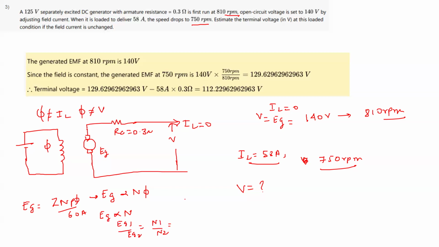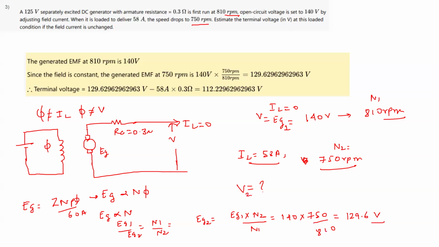So EG1 was 140 volt, and this is N1 and this is N2. So EG2 will come out to be EG1 into N2 by N1. EG1 is 140 volt into 750 by 810. So this will be something like 129.6 volt. So this is EG2.